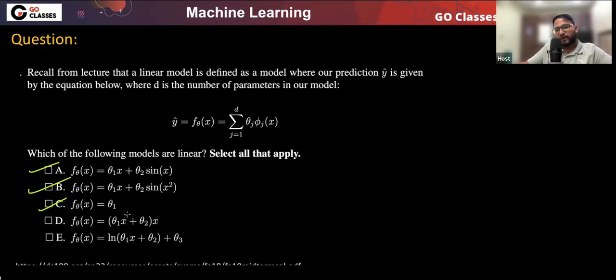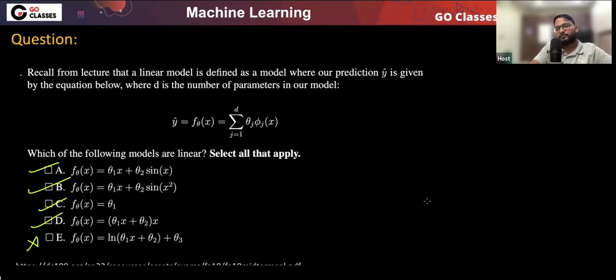See, it will be theta 1 x1 square plus theta 2 x, right? With respect to theta 1, theta 2, it is linear. So yes, it is the correct option. What about E? Is this linear? No, right? With respect to theta 1 and so on, it is not linear. So yes, E is not the correct answer, right?